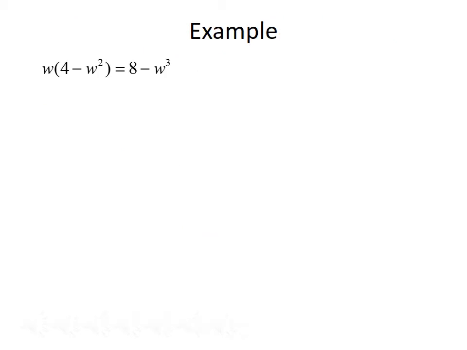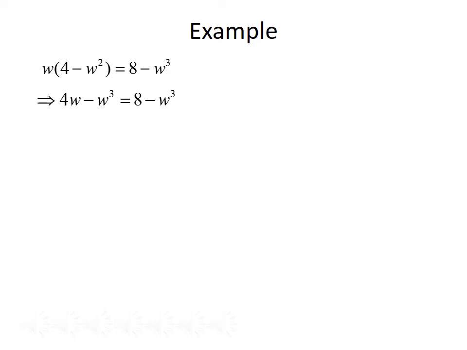Let's look at another example. This time we have w times (4 minus w squared) equals 8 minus w cubed. I'd like for you to take a few minutes and try to work through this example and find an answer. Once you've worked through the example, then you can continue with the lecture.